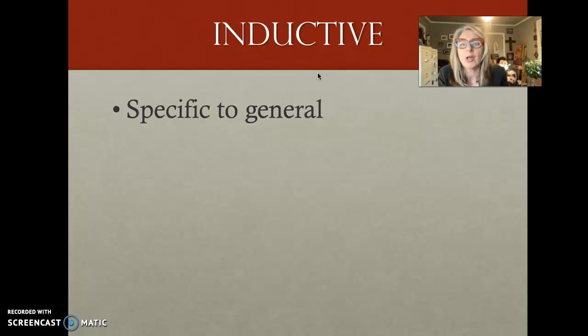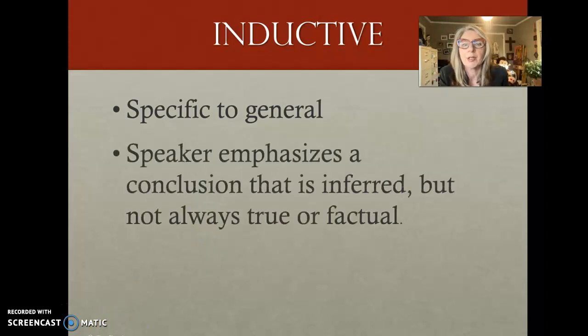When we do inductive reasoning, we're going specific to general. What we know about one particular thing, we can say, oh, that's something that's a constant occurrence, or we could generalize. Let's look at what I mean. So the speaker emphasizes conclusions that are inferred, but not always true or factual. Okay, you can infer that, I'm trying to think of what we infer.